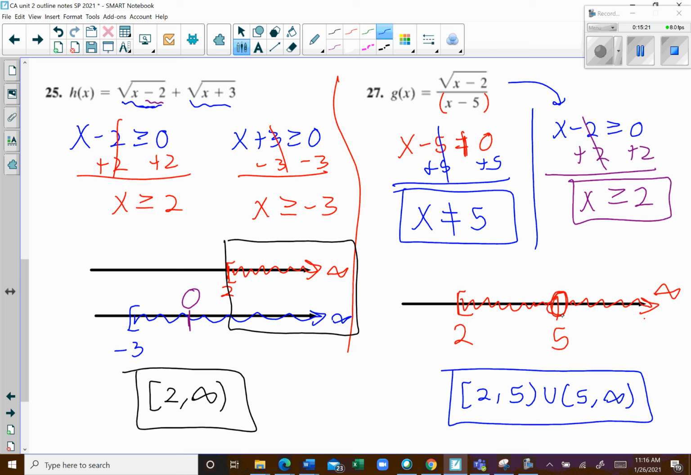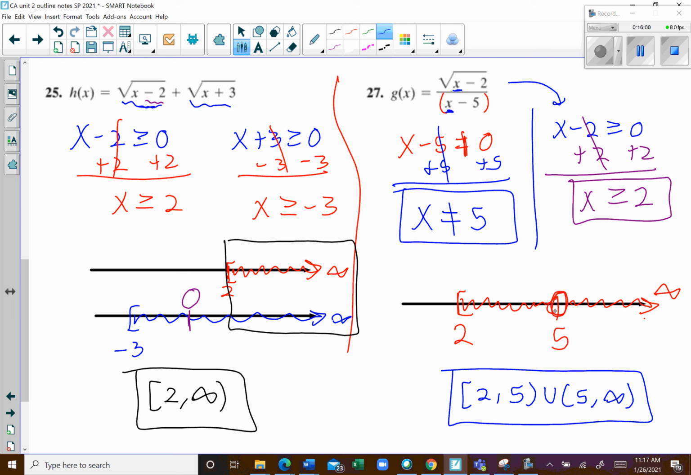So we have to exclude the 5, even though the 5 would be okay for the numerator. If I plug in 5, it'd be okay for the numerator, but the problem is the denominator would end up equaling 0. Can't divide by 0. Dividing by 0 is undefined. So if you plug in 5, sure, you could square root 3, 5 take away 2 is 3, square root of 3, but then you would be dividing that by a 0, and so that's why we need to cut that out.